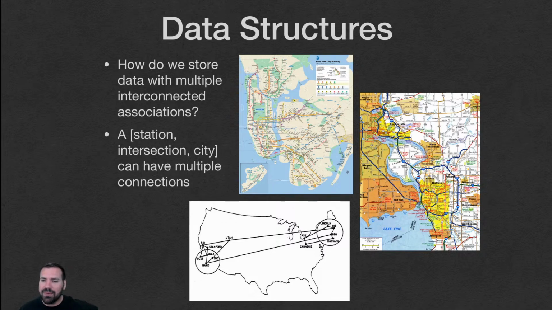Same thing with intersections. We have intersections that are connected by roads. So we can get from one intersection to another intersection by traveling across a road. And these intersections are the points where multiple roads meet. So if I want to get from point A to point B, say from UB to Niagara Falls, I have to find a series of intersections and possibly transferring roads to be able to get from one intersection to the next intersection to the next intersection until I get to my destination.